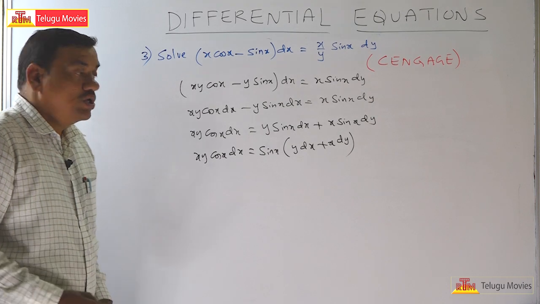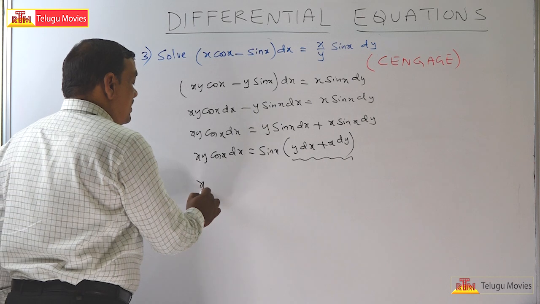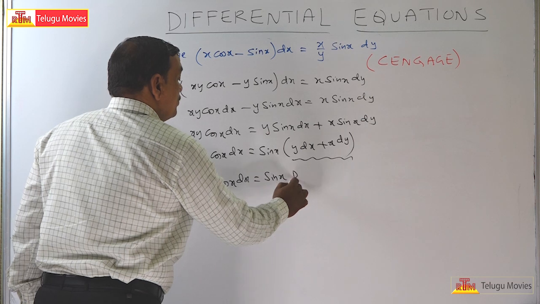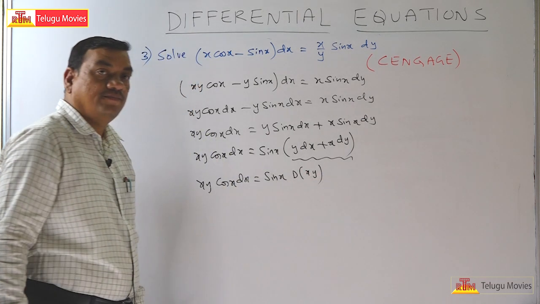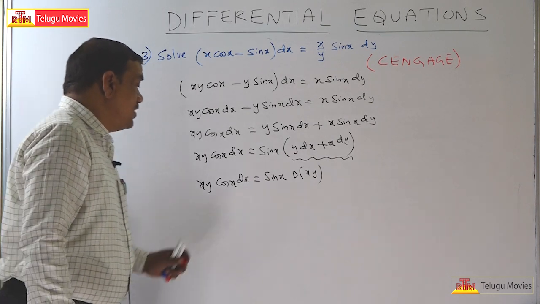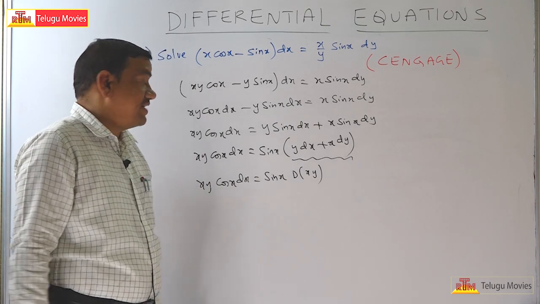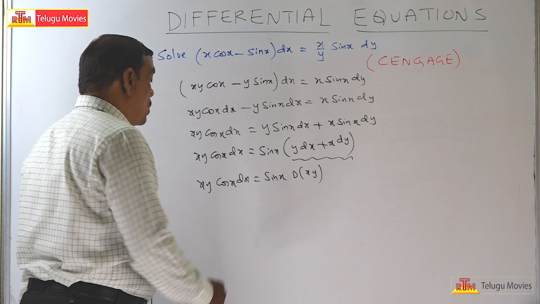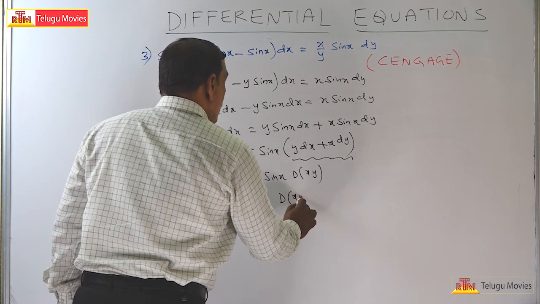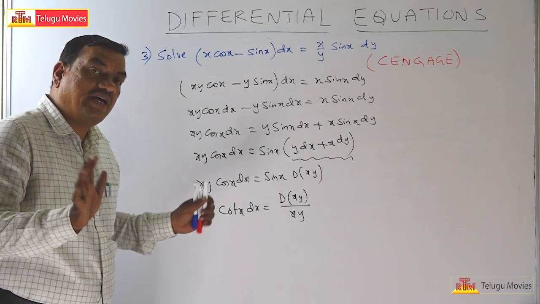Very nice. So whenever you see this y dx plus x dy, this is nothing but xy into cos x dx is equal to sin x into the derivative of xy. Now take xy to the right hand side and sin x to the left hand side. Cos x by sin x is cot x. So this is cot x dx equal to the derivative of xy by xy. So all the grouping of the terms is completed.